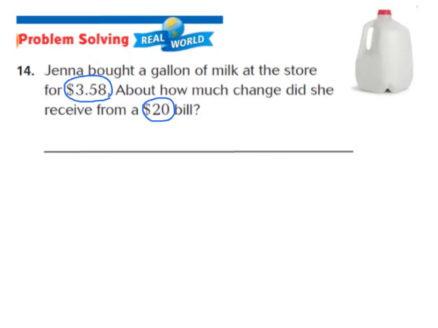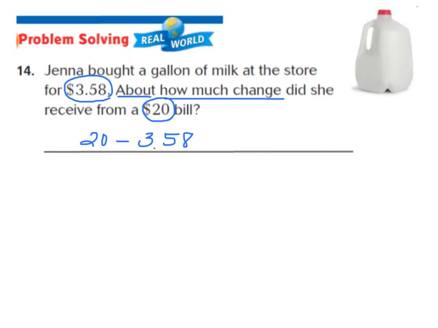Now I also see the word about. And when I see the word about, once again, that means I'm going to need to estimate my answer. Now it says, about how much change did she receive? Now what I know is, if I'm trying to find how much change she received, I'm going to take the $20 that she paid with, and from that I'm going to subtract the amount of the milk, which was $3.58. Now, let's use our rounding skills once again to solve this problem.